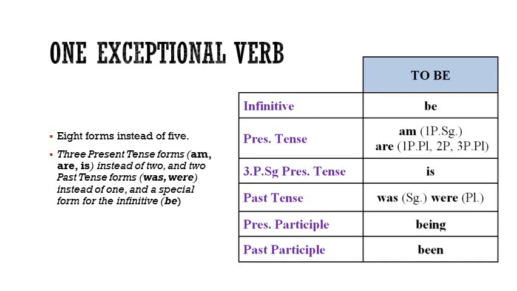Now, I've been talking about the 5 forms that every verb in English takes, but we do have one highly exceptional verb, and this is our verb to be, which is, I believe, the most common verb in English. And it has 8 forms instead of 5, and it's the only one like this. Where do the extra forms come from? Well, number 1, it has a special form just for the infinitive, be. Number 2, it has 3 present tense forms, am, are, is, instead of the usual 2. And the third extra form comes from the past tense, where it has 2, one for singular and one for plural, instead of the usual 1 option for past tense.